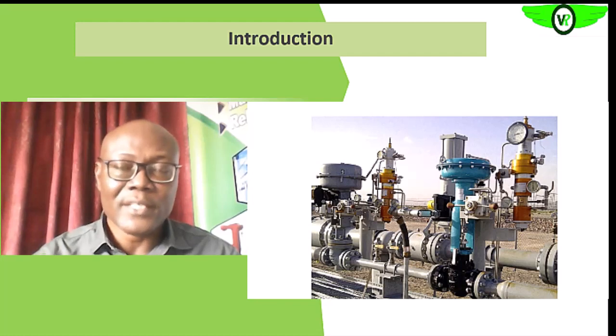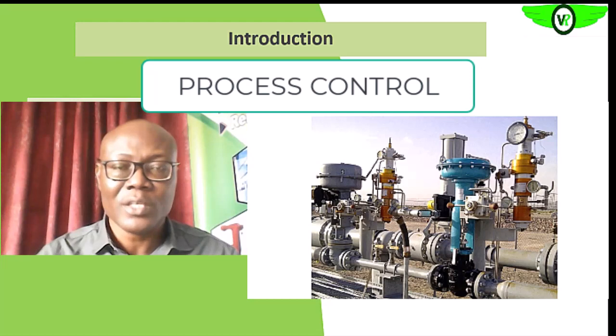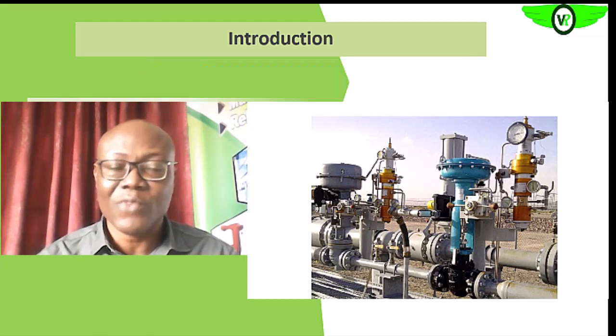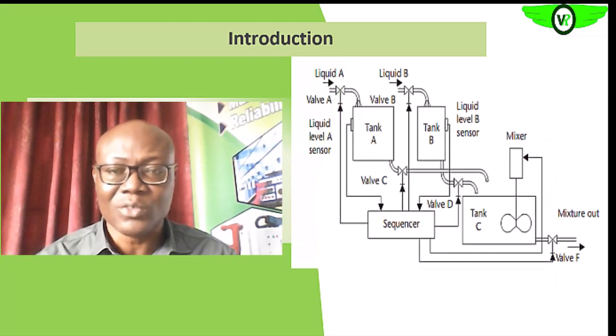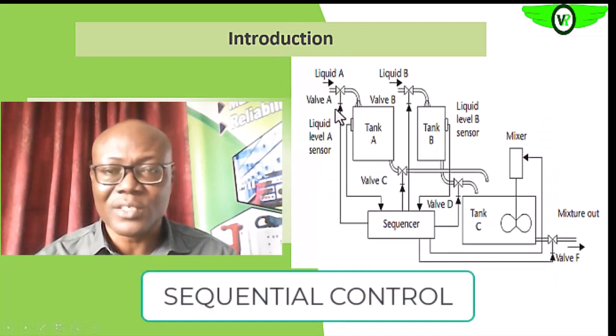Still on the introduction, we are going to look at process control. Process control can actually take two forms. First, the sequential control, which means that one step will come after the other, or one stage will come after the other. That's the sequential control, as you can see on your screen.